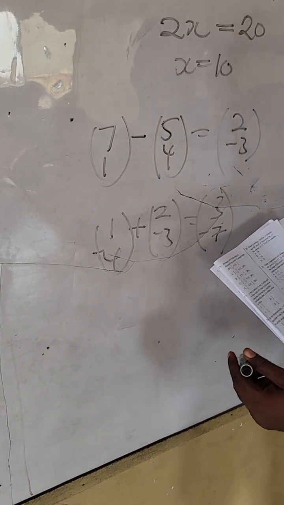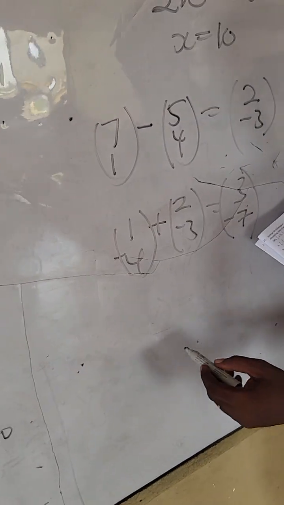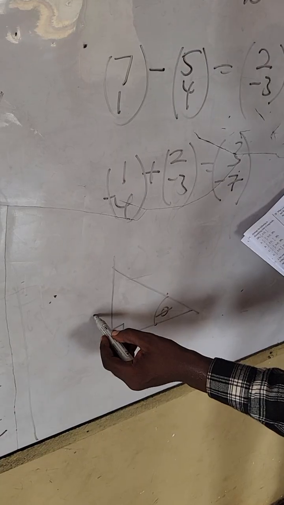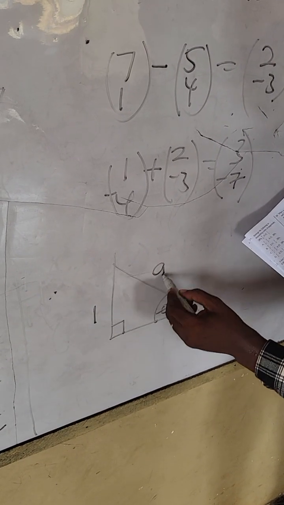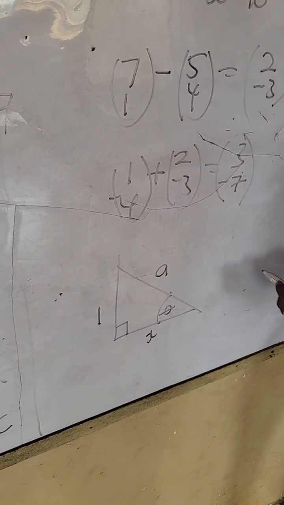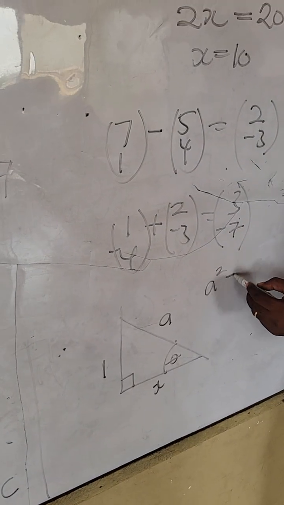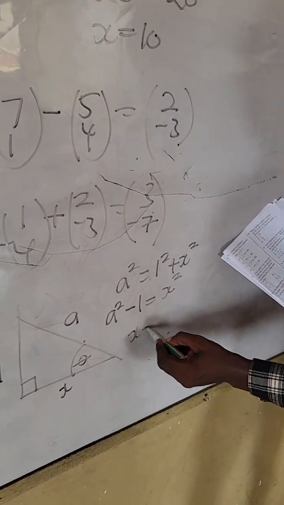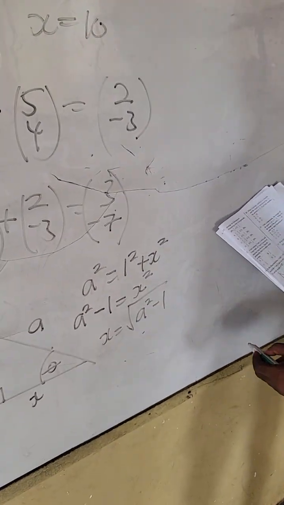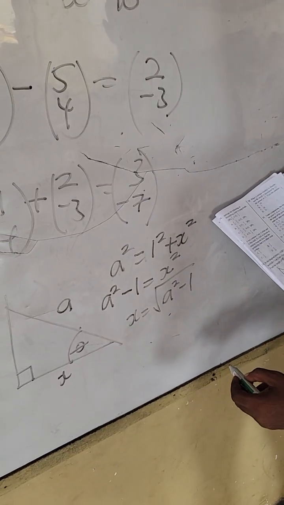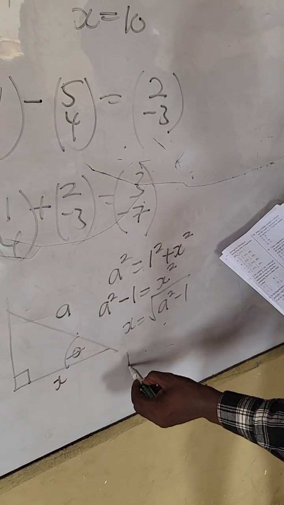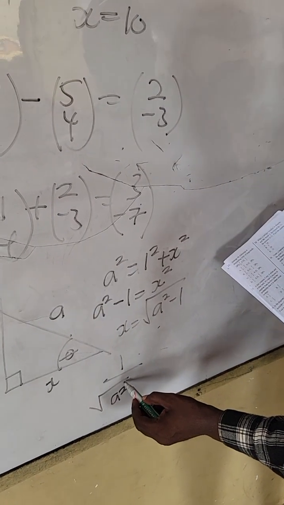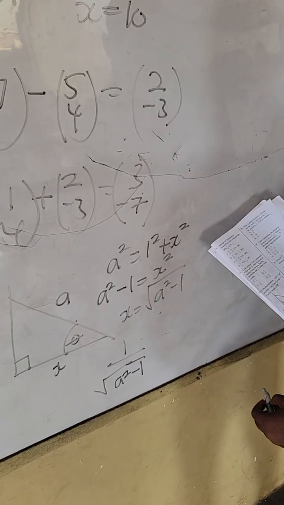30. Sine theta is 1 over a. So if you draw a diagram, theta is here, sine is this, so x opposite, that's 1 over this. We're looking for this x. Pythagoras theorem: a squared equals 1 squared plus x squared. a squared minus 1 is x squared. So x is the square root of a squared minus 1. So if you want tan theta, it is opposite, that is 1, over adjacent, root of a squared minus 1. And that's option B.